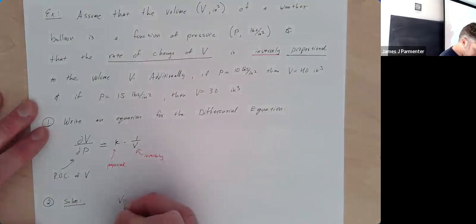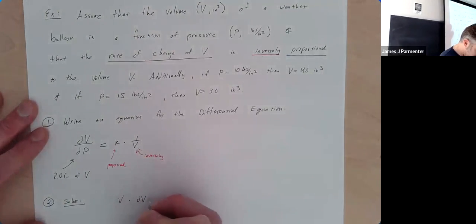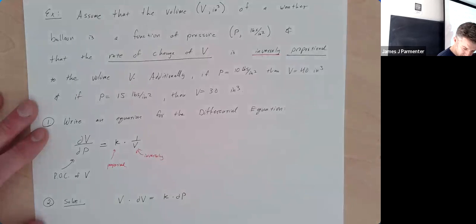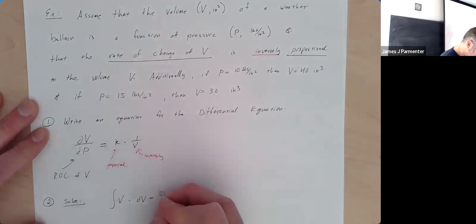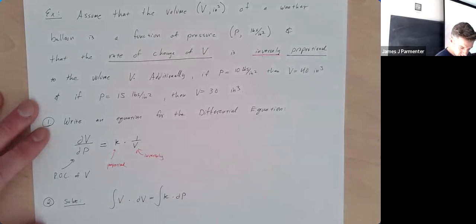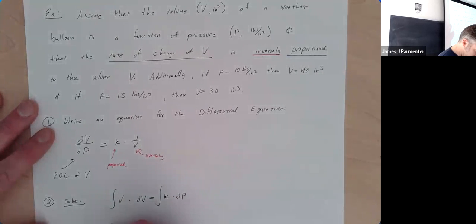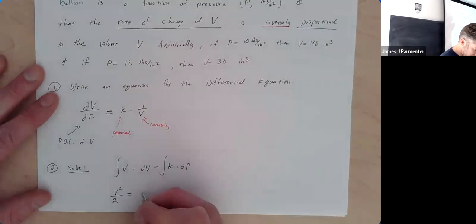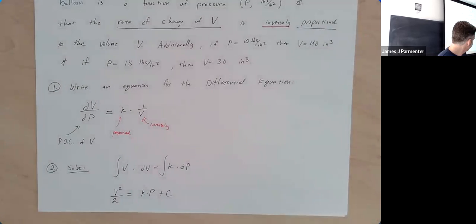So I'm going to solve this by separating variables. I'm going to have V times dV equal to K times dP, and then we're going to integrate both sides. On the left-hand side, we get V squared over 2. On the right-hand side, we get K times P plus a constant C.